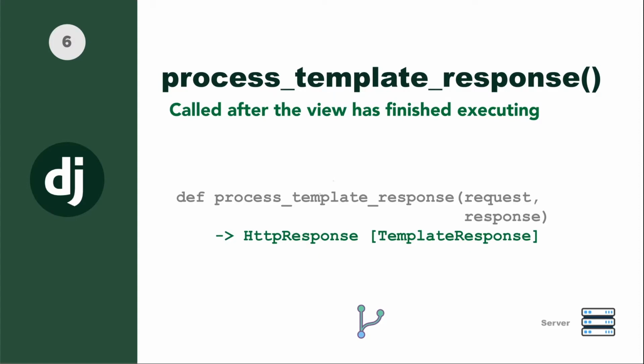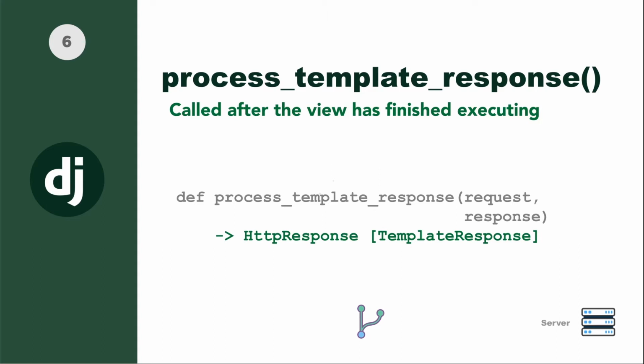The process template response, as the name suggests, returns a template response. This hook is called after the view has finished executing. As soon as you issue the request, Django will check if your request is handled by a template response, and if you've implemented the process template response in your own middleware, Django will process this hook. So it's called after the view has finished executing.